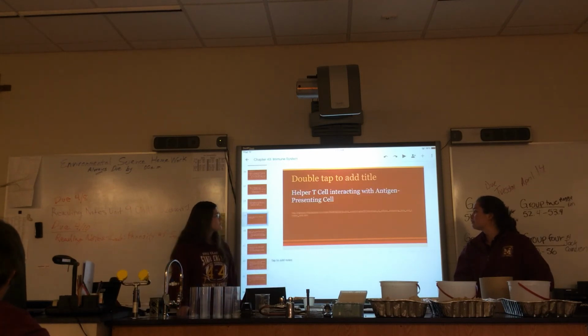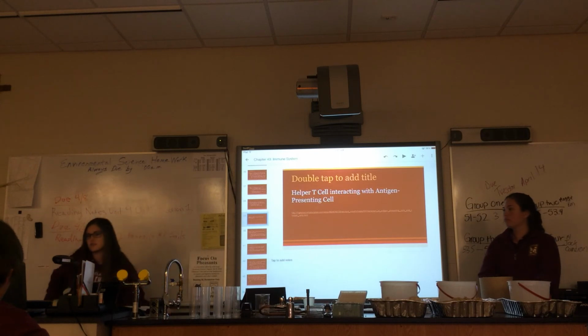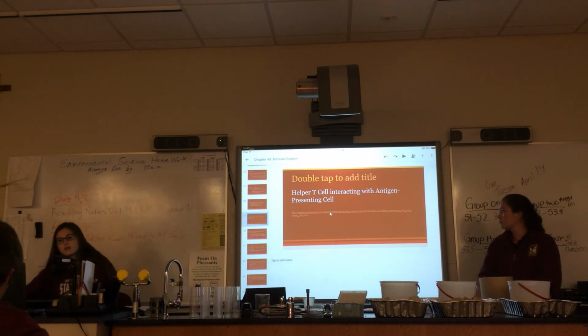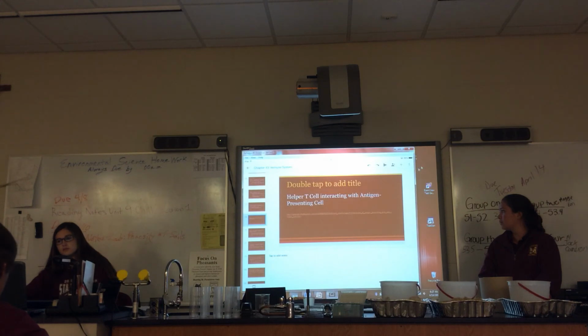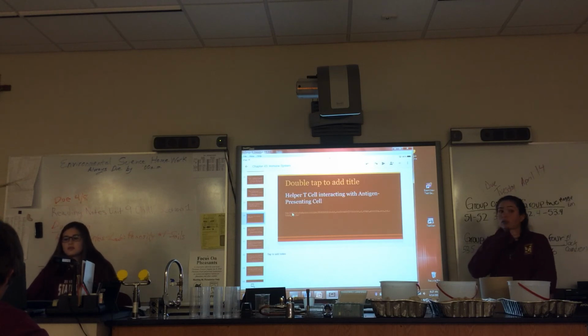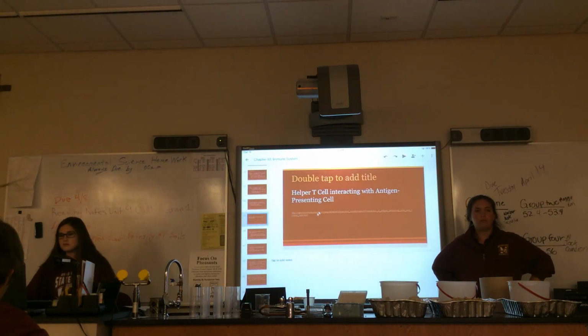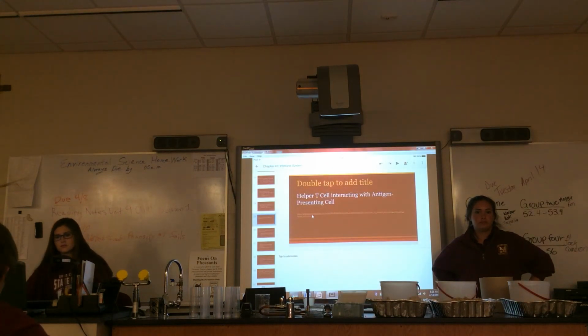And then the helper T cell interacts with the antigen presenting cell. Can I show this? Sure. This is just how they interact with each other. So what analogy could you use for the T helper cell then? If the antigen presenting cell is presenting the antigen to the T helper, and the T helper is then going to orchestrate cellular and humoral immune responses, what analogy could you use for a T helper cell?